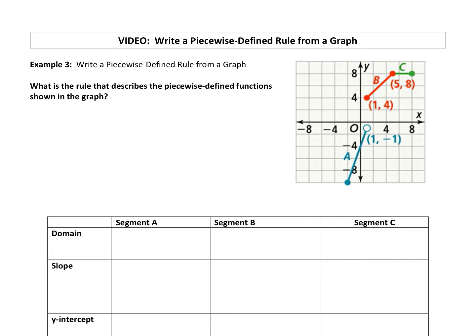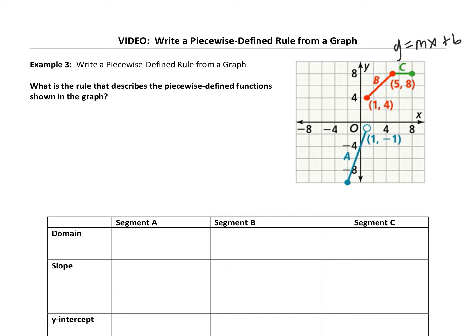We are going to find the domain, the slope, and the y-intercept of the three segments that we have in this piecewise function. So here's segment A, here's segment B, here's segment C. It is helpful to note that they are all linear functions. Linear functions get graphed in the form y equals mx plus b, so we're going to come back to that in a minute. But let's just go through each part right here. So we're going to first start with a domain.